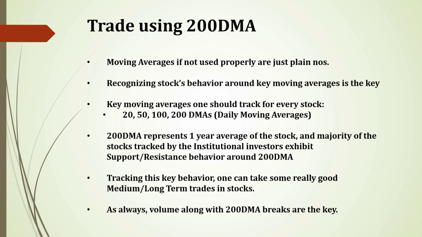We are talking about here the 200 DMA line working as a key resistance level, right? And if that resistance is crossed by the price with huge volume, I mean, right? So when a stock crosses a major resistance like 200 DMA on the upside with huge volume, that is the time you should look to buy that stock for medium to long term.